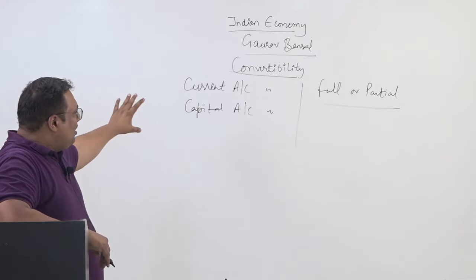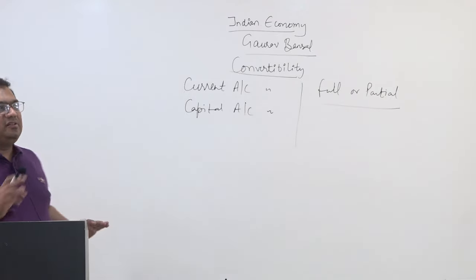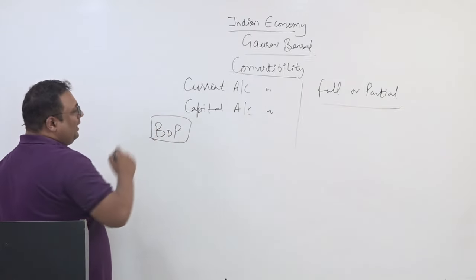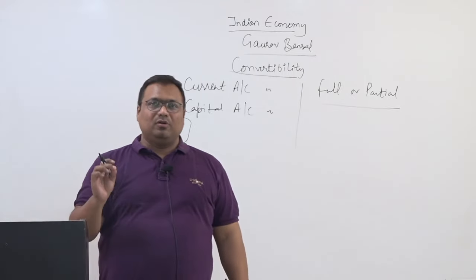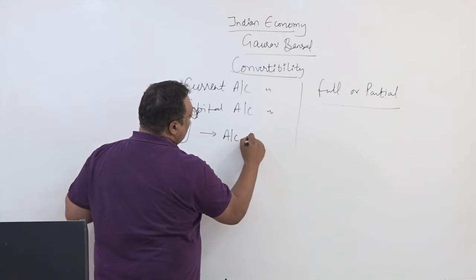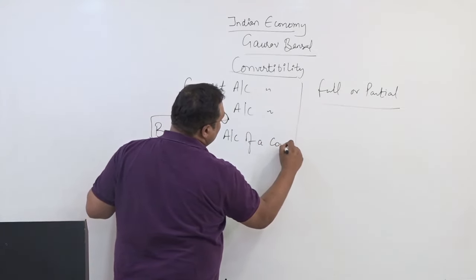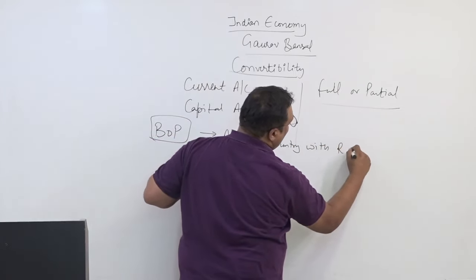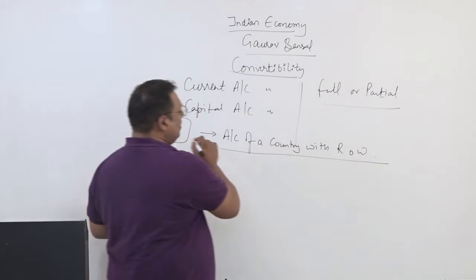Now, convertibility as a concept is related to the BoP, balance of payment, and balance of payment is basically your account with the rest of the world, the account of a country with ROW, rest of world.